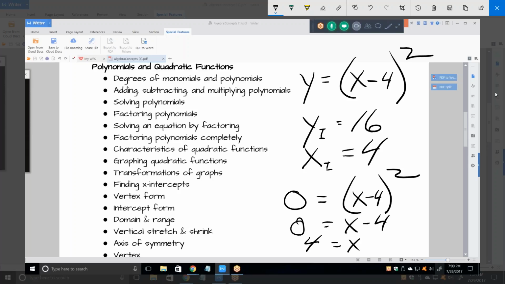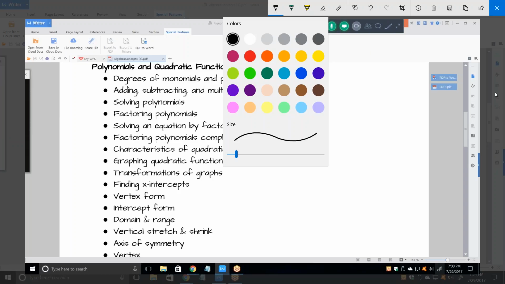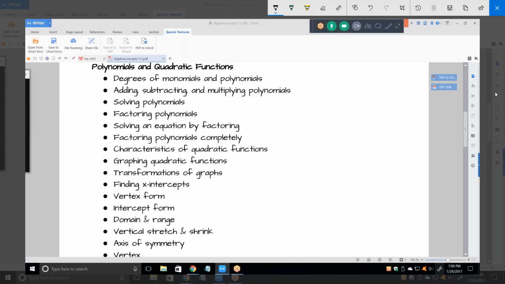Okay? So finding intercepts is relatively easy. If you're looking for an x-intercept, you set y equal to 0. If you're looking for a y-intercept, you set x equal to 0. No matter the function, no matter how complicated it is or anything else about it. So let's go to vertex form.